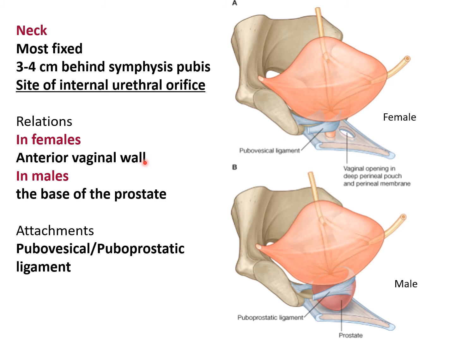If you look at the diagrams of the male and the female pelvis, you will be able to understand this. So in females, it is related to the anterior vaginal wall. In males, it is surrounded by the prostate. The base of the prostate is present in attachment to it. Now, to the neck of the urinary bladder are attached important ligaments. These are the pubovesical ligaments in females and the puboprostatic ligaments in males. They extend from the neck of the urinary bladder to the lower part of the pubic symphysis, and these also help to anchor the urinary bladder in its position.